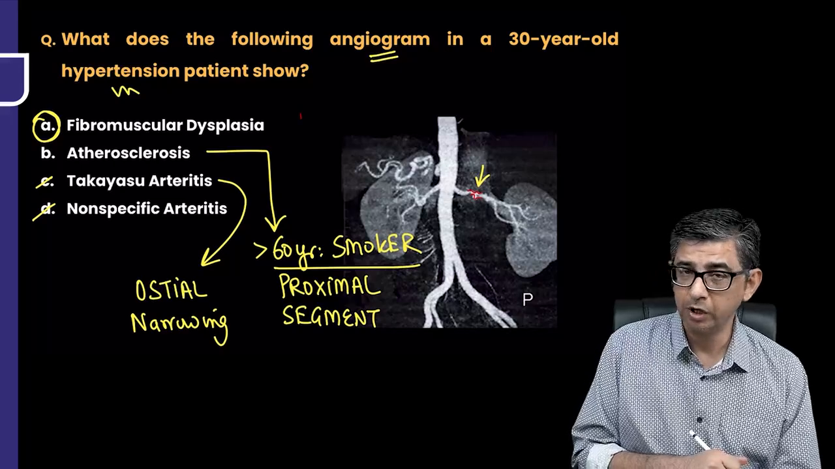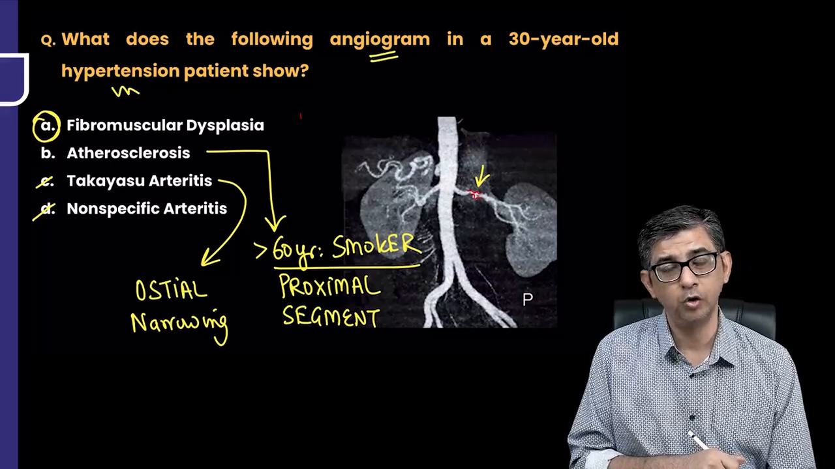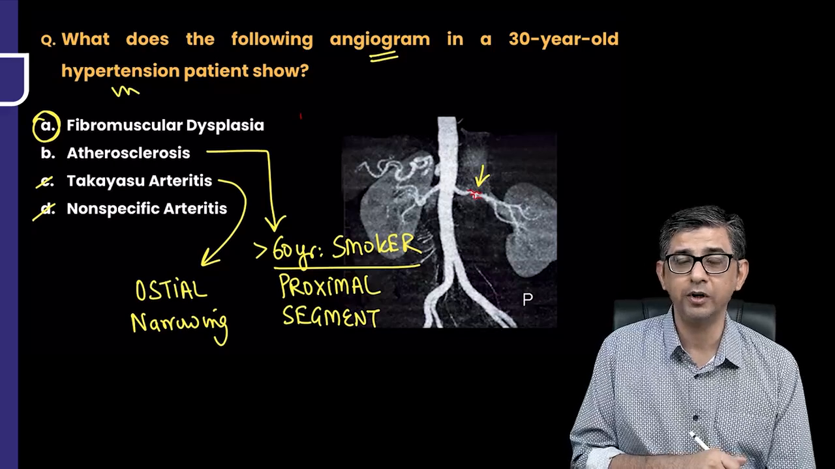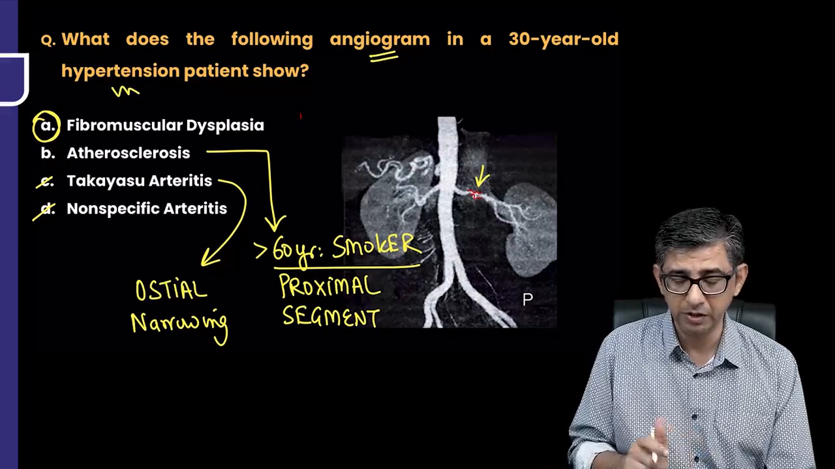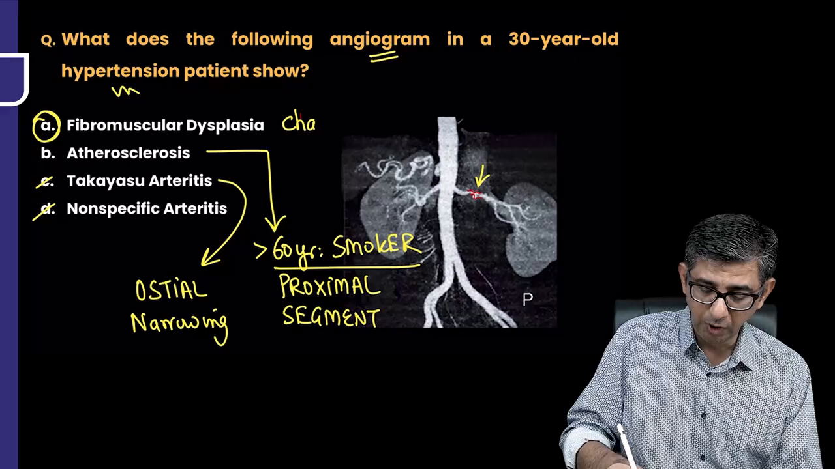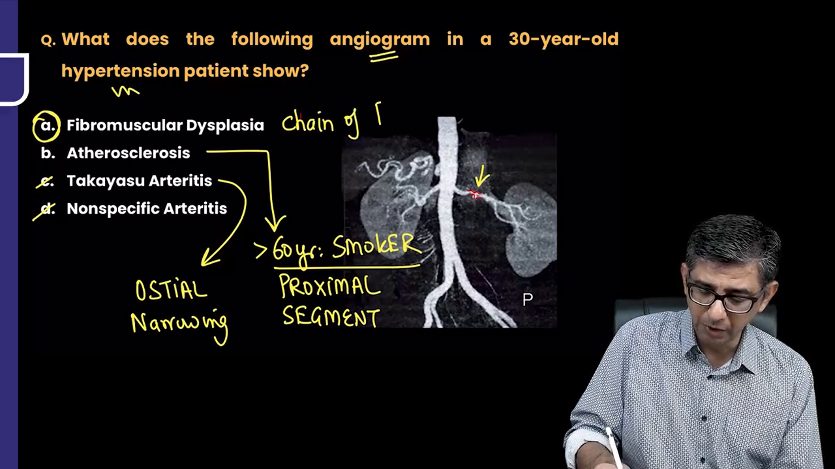So C and D are two options which are alternative names of each other, which is why I have ruled them out. Option B I have ruled out because of age, then no mention of any atherosclerotic risk factors, then a proximal narrowing, and then the classical finding of a chain of beads, though it's very difficult to pick up those classical appearances.